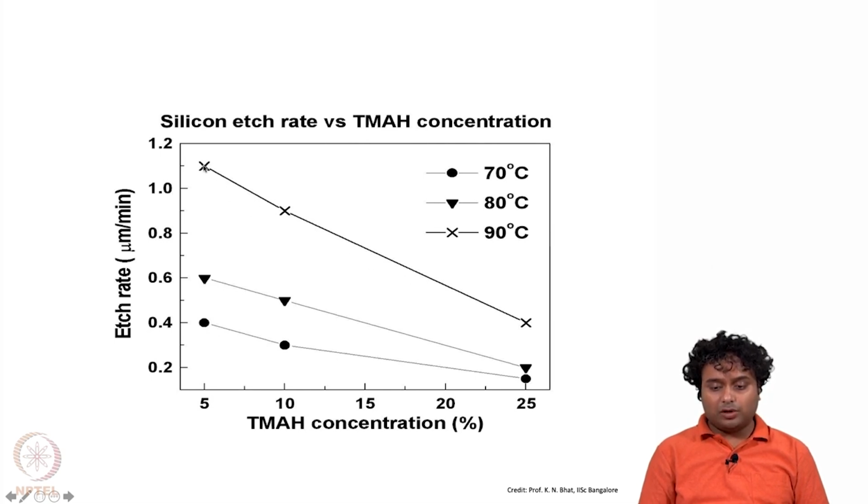and it goes down from 1.1 to about 0.4. So it decreases by about 50% or more while we increase the TMAH concentration from 5% to 25%. So temperature and concentration are both control parameters for TMAH etching. We can select a suitable temperature and concentration, and accordingly choose the etch rate.